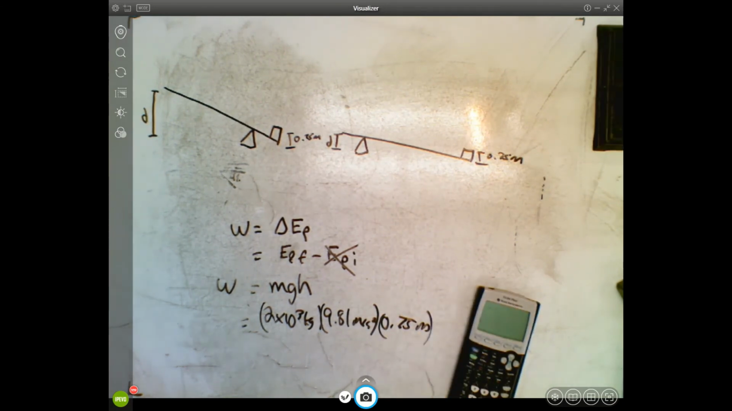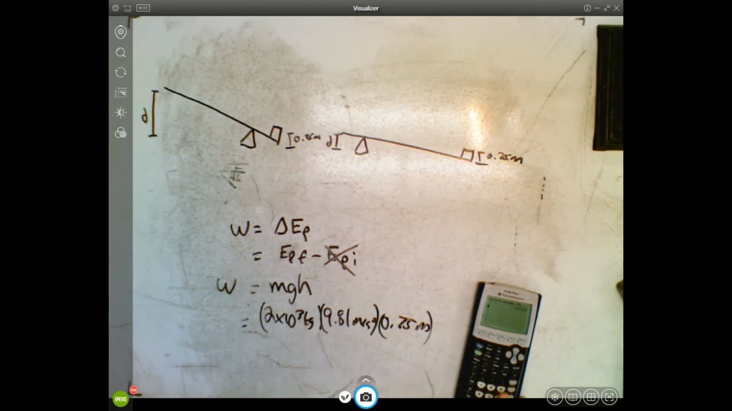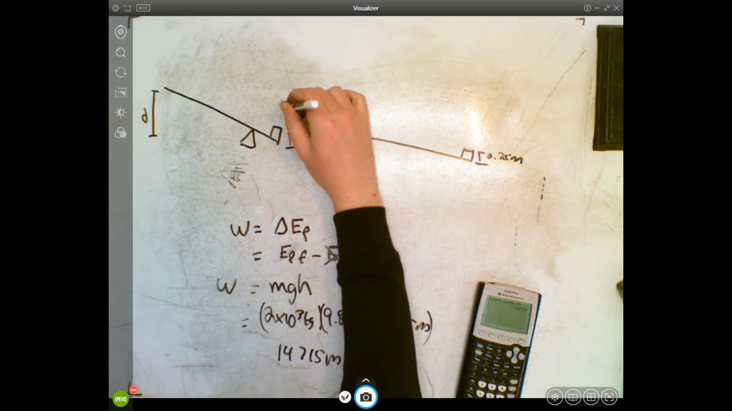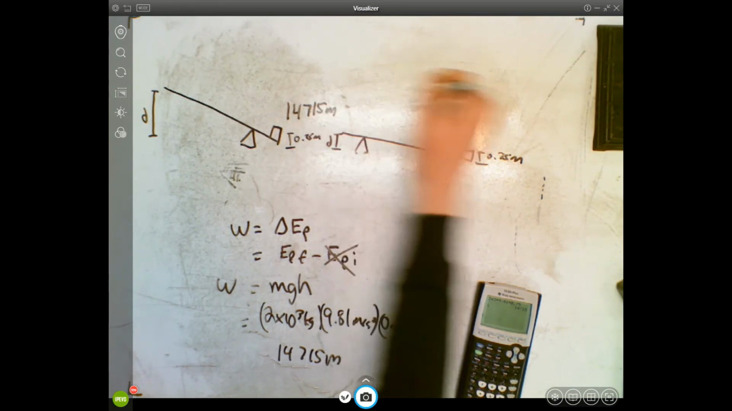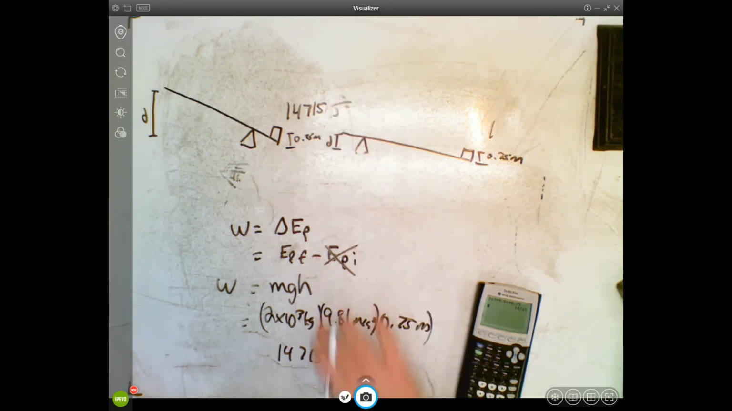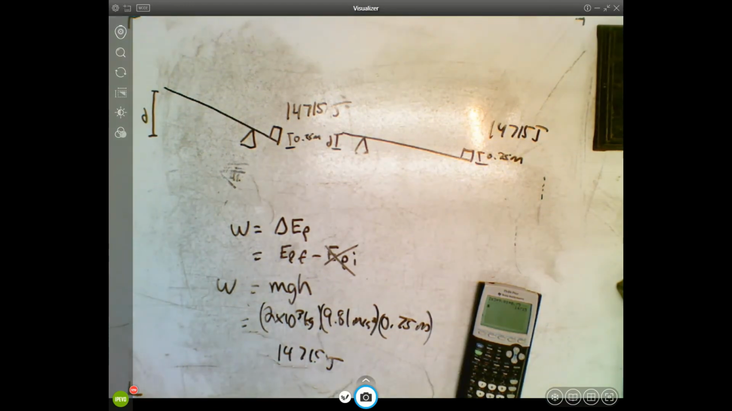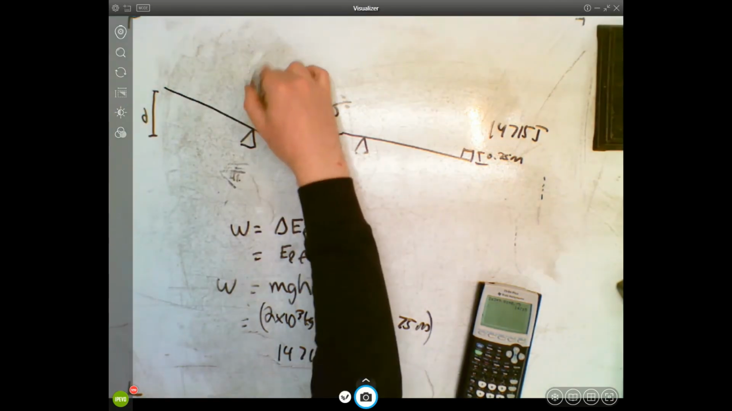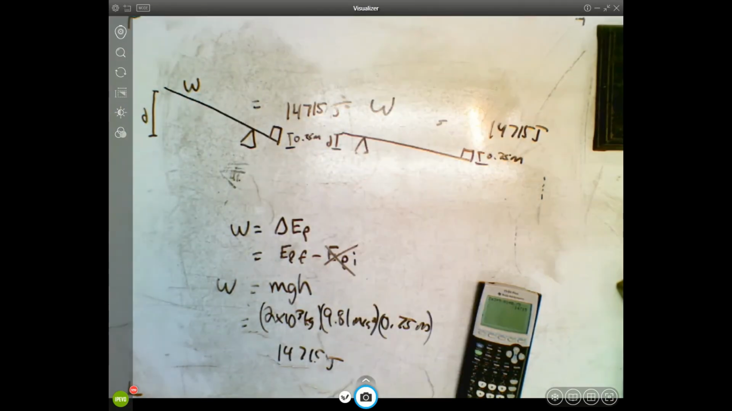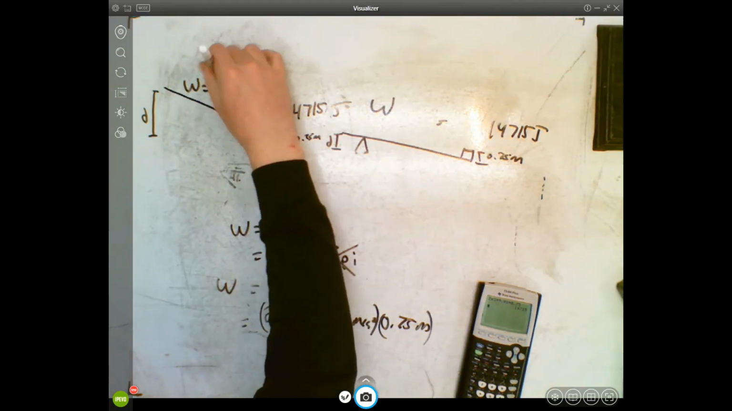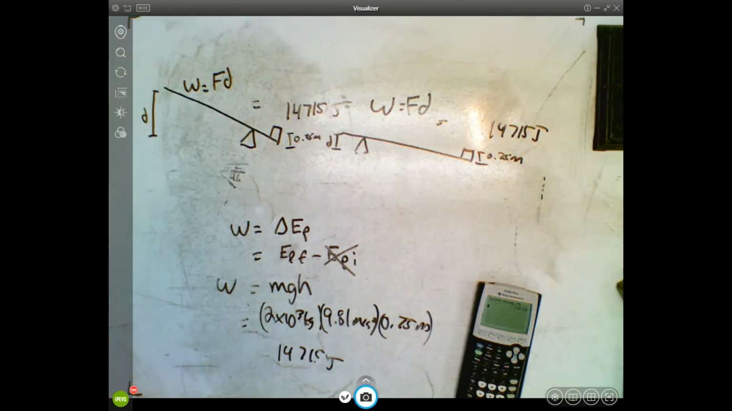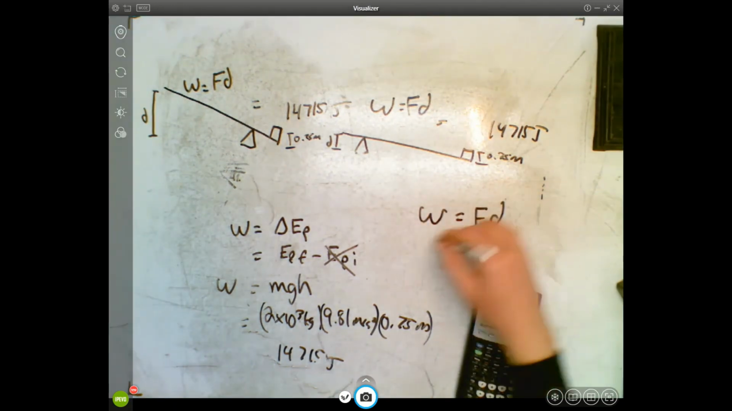So if I plug that in, on the right side I get 14715 meters, or sorry, joules, not meters. 14715 joules. So that's how much energy I'm giving my car. The work is actually me lifting on the other side, so it's got to be equal to the work done on this side. And on this side, I'm going to talk about work in terms of force times distance. So when we talk about work equals force times distance, this stays the same.